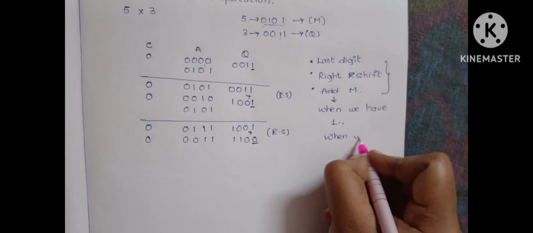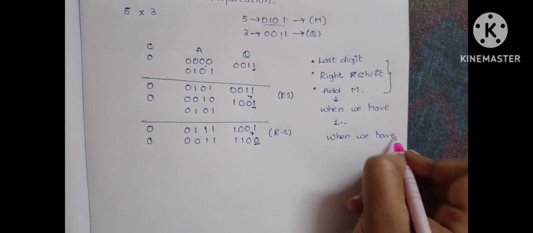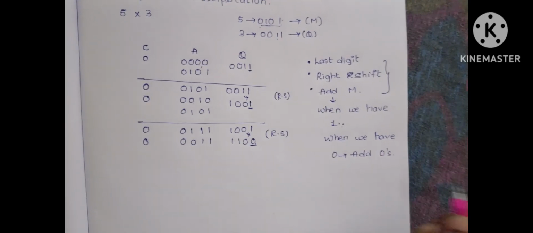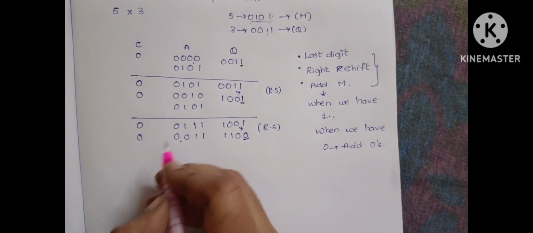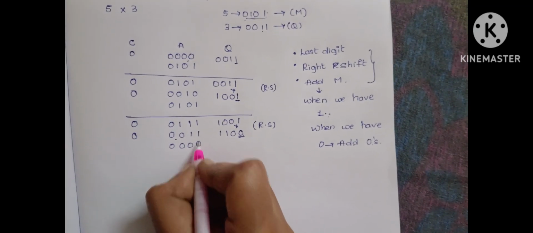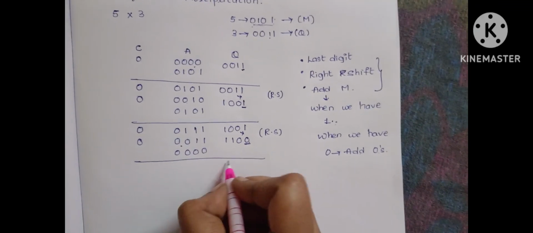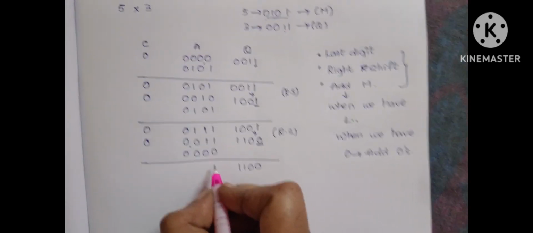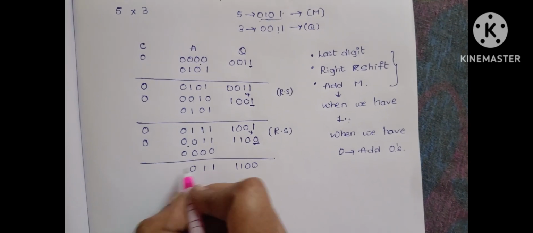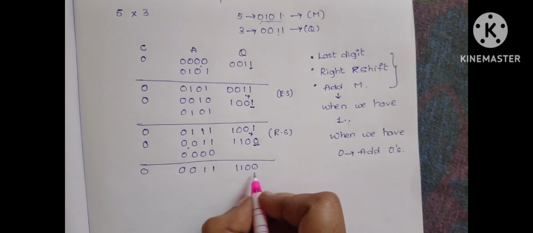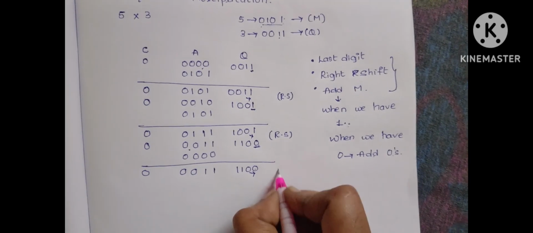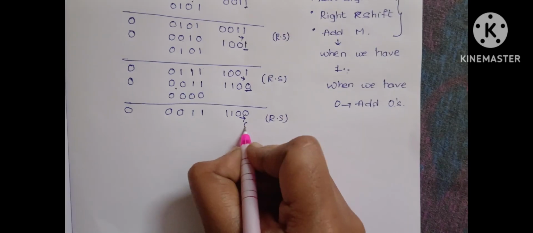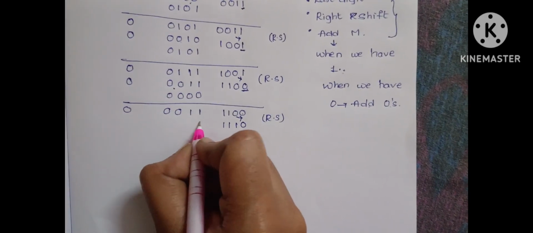So till now we have seen what we have to do when we have 1. Now we have 0 in the last bit of Q. So when we have 0, we will add zeros to A. So now we will add 4 bits of zeros to A. All will be zeros. Now Q remains same from the previous step, and to A we will add zeros, so nothing will be changed. Same thing will be written. Q we will write as same. Now after adding, again we will do right shift. Check for the last digit. This is the process. Now again doing right shift.